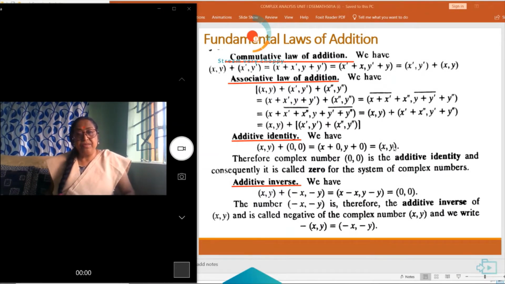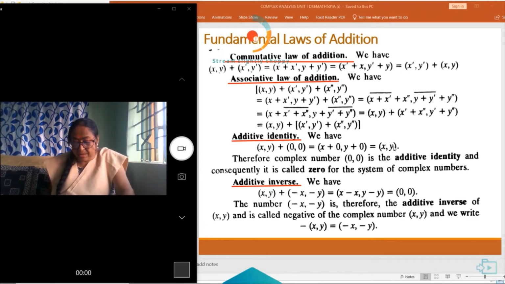Commutative law. The commutative law means if A and B are two complex numbers, then A plus B should be equal to B plus A. So here (x, y) and (x dash, y dash), when these are added, give x plus x dash comma y plus y dash, which may be written as x dash plus x, y dash plus y, that is equal to (x dash, y dash) plus (x, y). Now the associative law of addition: if the three numbers are (x, y), (x dash, y dash) and (x double dash, y double dash), then we get the associative law as shown.